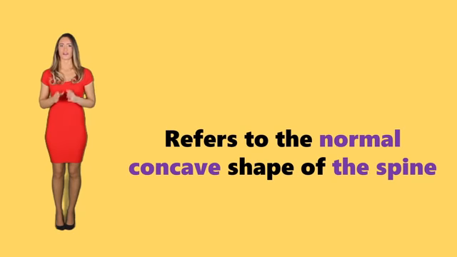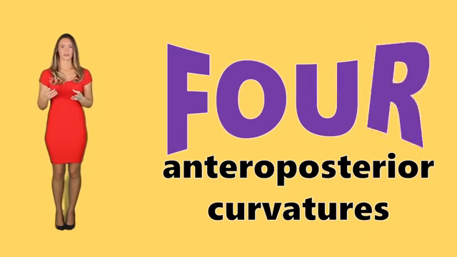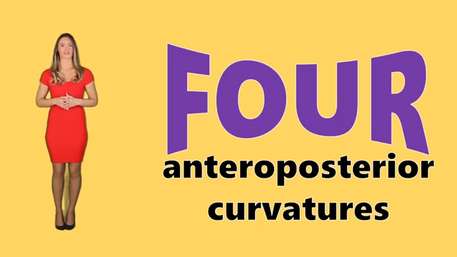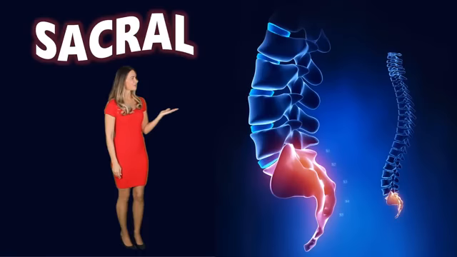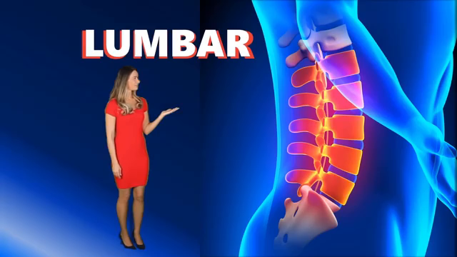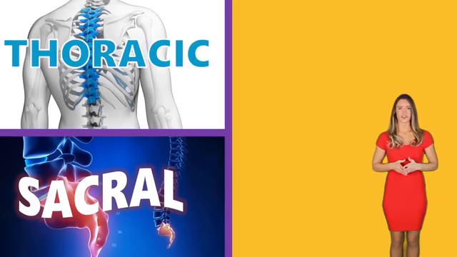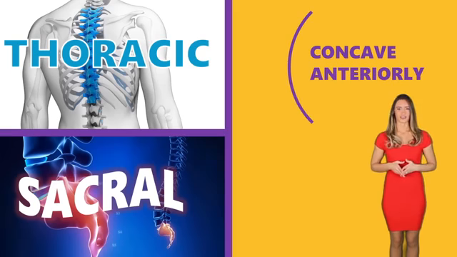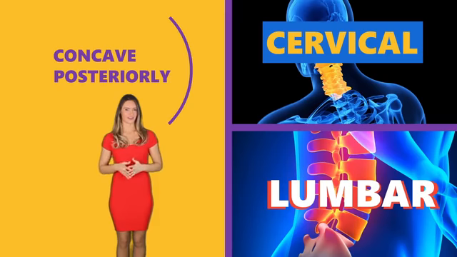Curvatures. Curvature refers to a normal concave shape of the spine. All in all, there are 4 anterio-posterior curvatures observed in the vertebral column, which are the thoracic, the sacral, the cervical, and the lumbar. Both the thoracic and sacral curvatures concave anteriorly, while the cervical and lumbar concave posteriorly.